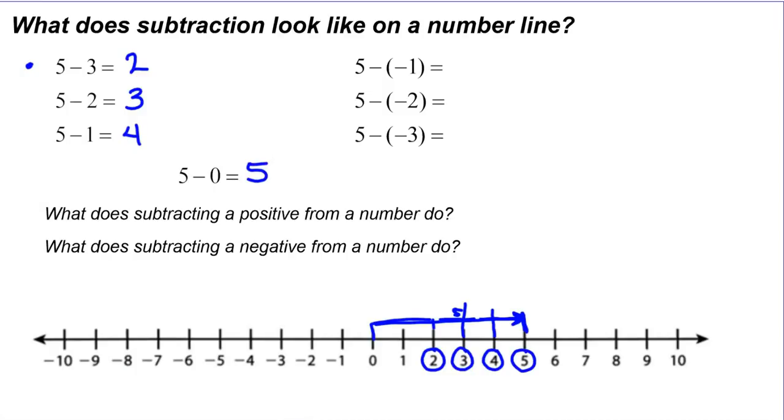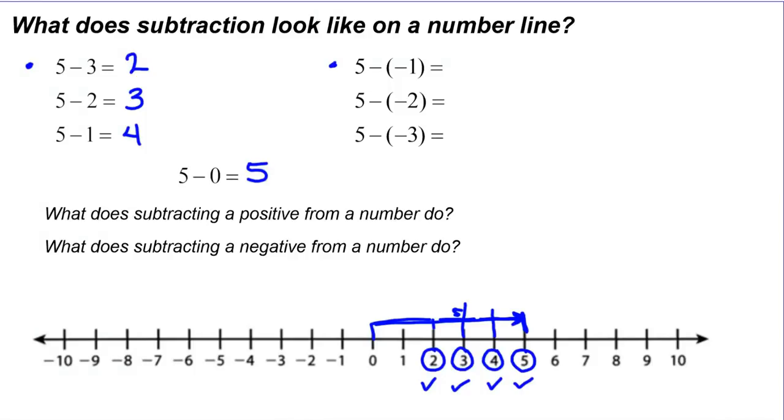So what do you notice is happening here with these differences? So we had 2, 3, 4, 5. The values are actually getting bigger, aren't they? So the less we take away from 5, the bigger our difference is, or the bigger the answer is. So let's make a prediction. What should 5 minus negative 1 be?